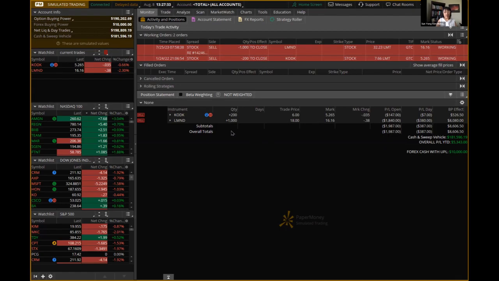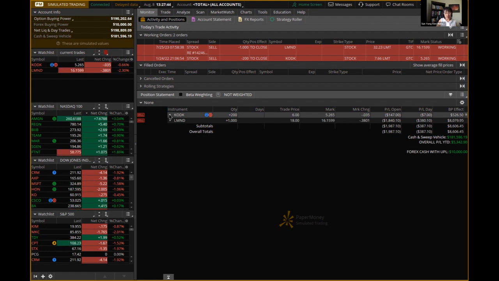Today, we're going to be setting up a trade and step-by-step how we set up a trade. Let me go ahead and screen share so you could see exactly what I'm doing. All right, here we are. So as you could see on my current positions, I have a Kodak and Lemonade.